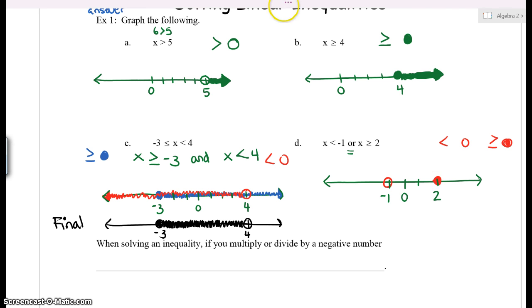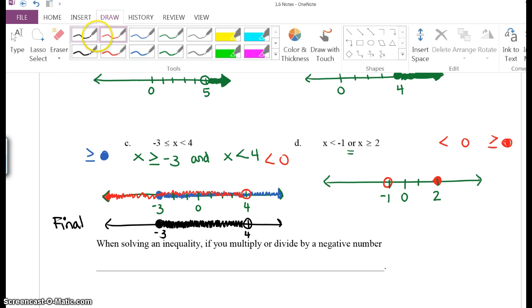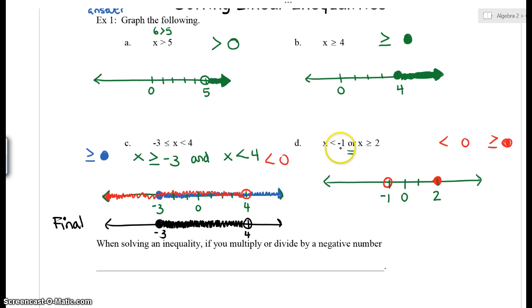Okay? And now let's look at the values. For example, x is less than -1. Numbers that are less than -1 are going down all the way. All right, and then x is greater than or equal to 2, so numbers that are greater than 2 are numbers like 3, 4, 5, 6, 7, 8, 9, 10.